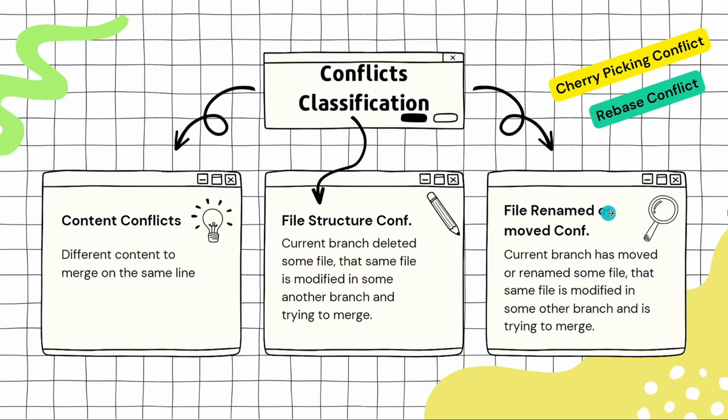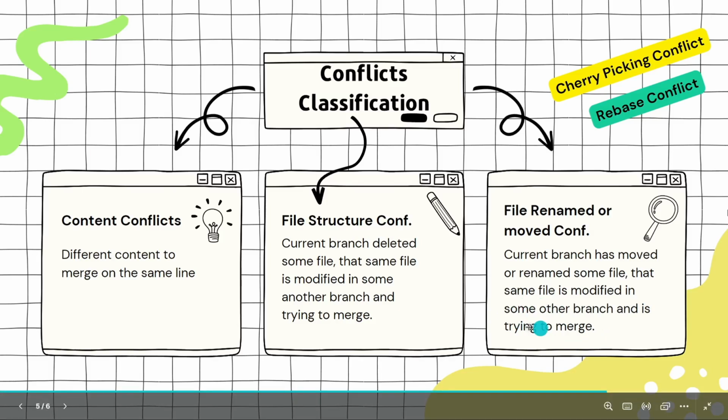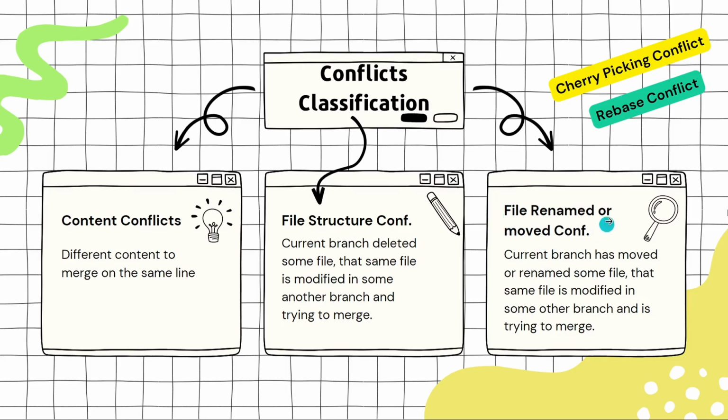The third one is file rename or move conflict. As the name suggests, let's say the current branch has moved or renamed some of the files, and that same file is modified in some other branch, and you are trying to merge both of those branches, then it will fall under file rename or move conflicts.